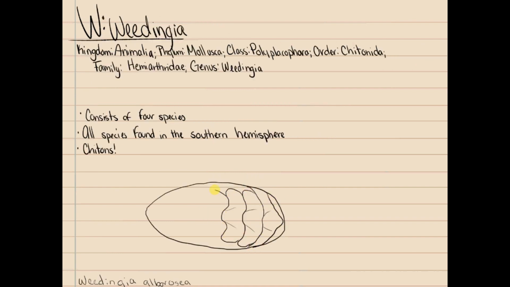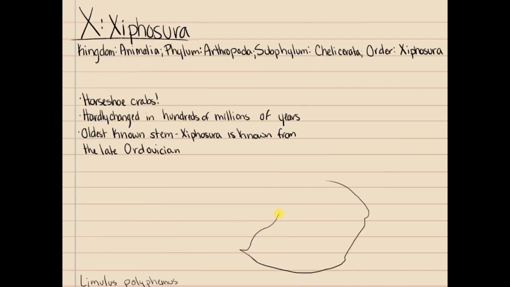W is for Wiedingia, a kind of chiton that is native to the southern hemisphere. This genus only has 4 species.